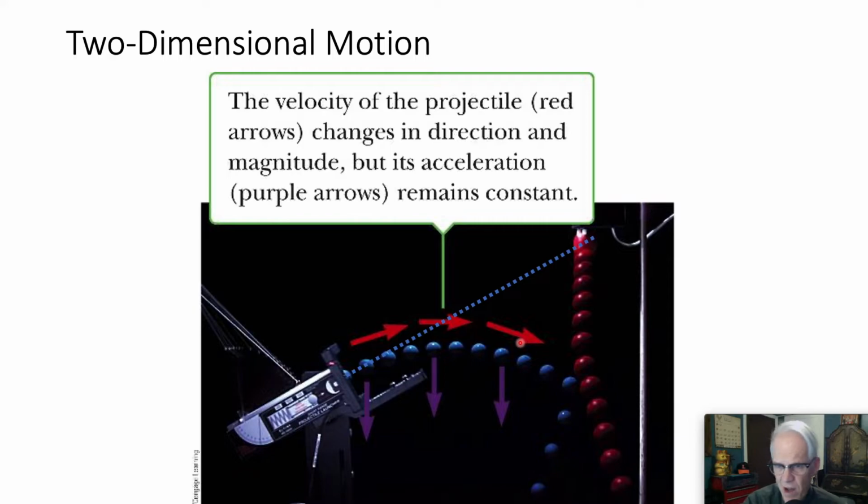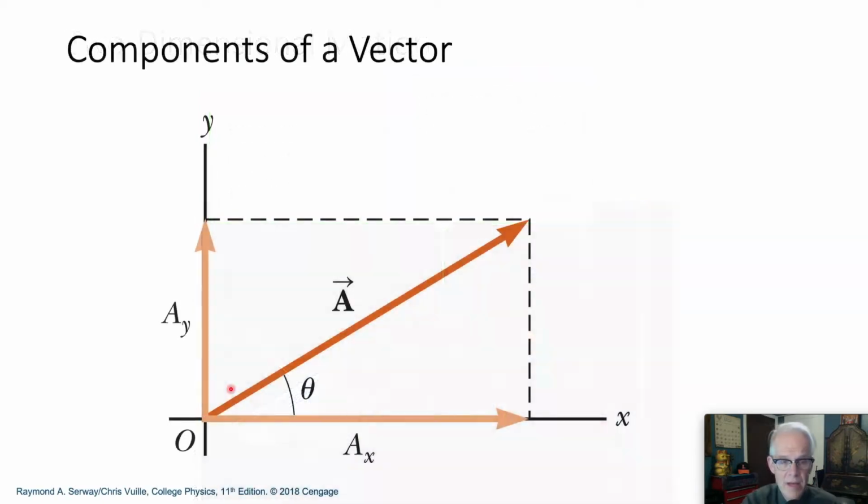The experiment also works when you set it up as in this multi-flash photo, when the initial velocity has a vertical component. So in this example, you can see that vector A can be described as the sum of the vector A sub x and A sub y, the x component and the y component.